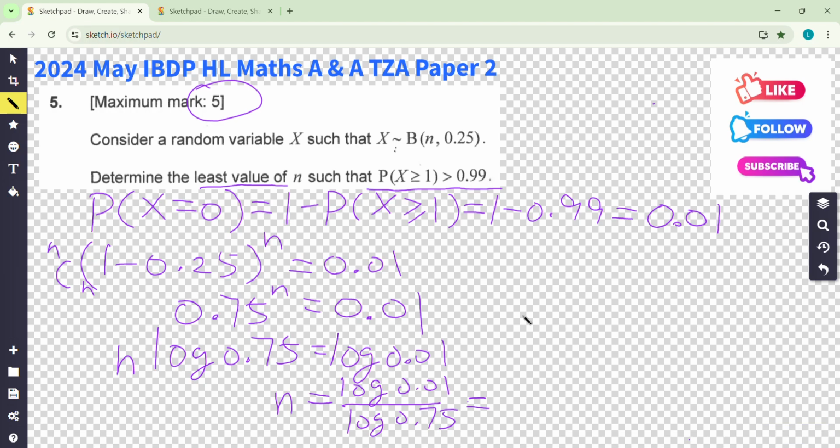Welcome back, you got it. It's 16.01, right? So 16. I think we don't need to round it up. So the least value of n is 16. You got it? Well done.